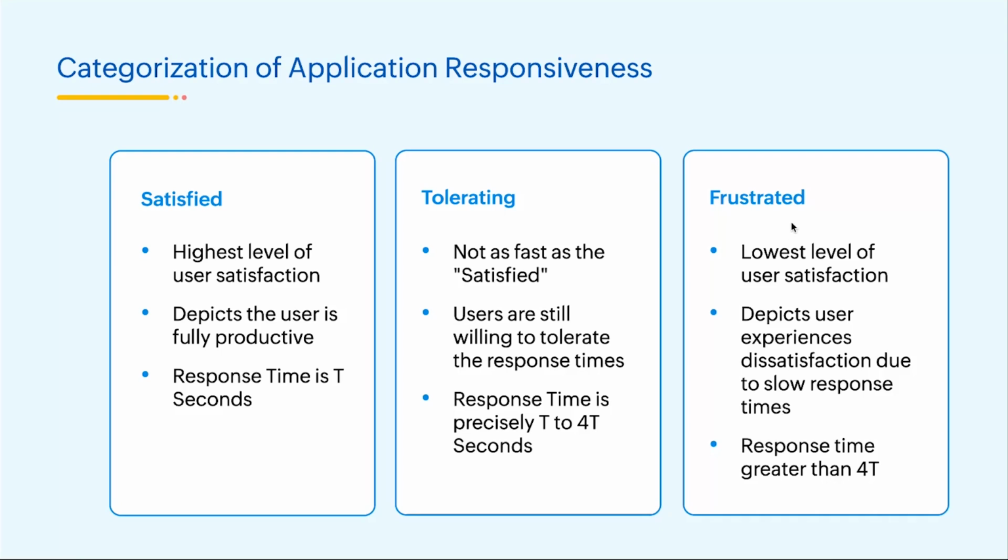So the third category is frustrated. This indicates the poorest level of user experience, and the response time is worse than the tolerating threshold. Users in this category are likely to feel frustrated, leading to dissatisfaction or eventual drop-offs. So monitoring these APDEX scores is essential for understanding and maintaining application performance from the end user perspective.